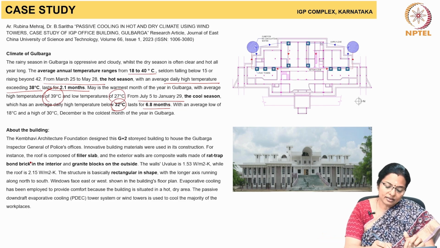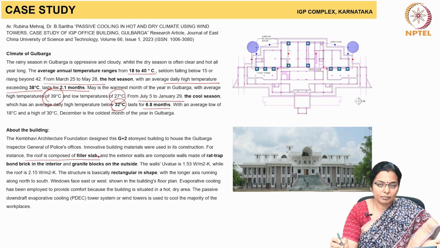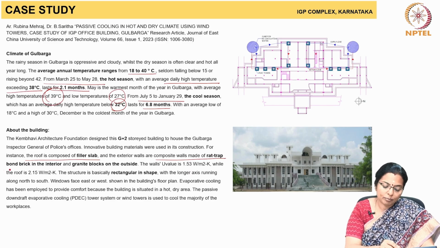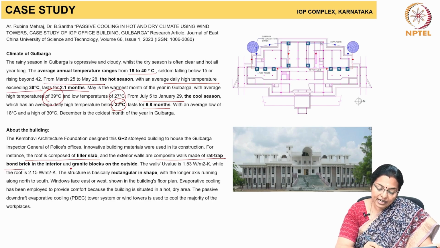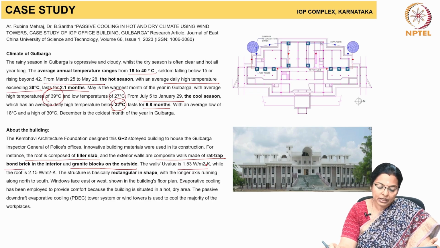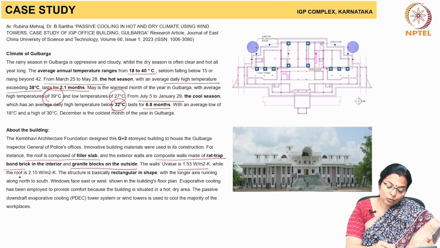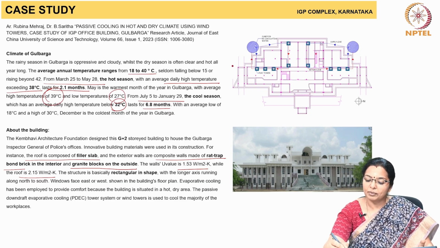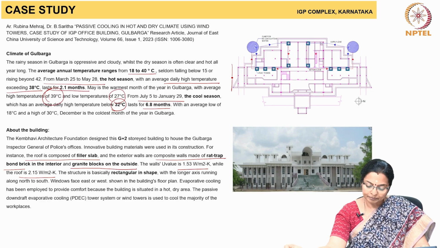There are many other simple and advanced passive techniques used in this building. Some of these are: the roof is composed of a filler slab that gives insulation. The exterior walls are composite walls made up of rat trap bond and granite facing on the outside. So, the U value of the wall is pretty much 1.53 watts per meter square Kelvin, and the roof U value is 2.15 watts per meter square Kelvin. This structure is rectangular in shape, basically as shown here.